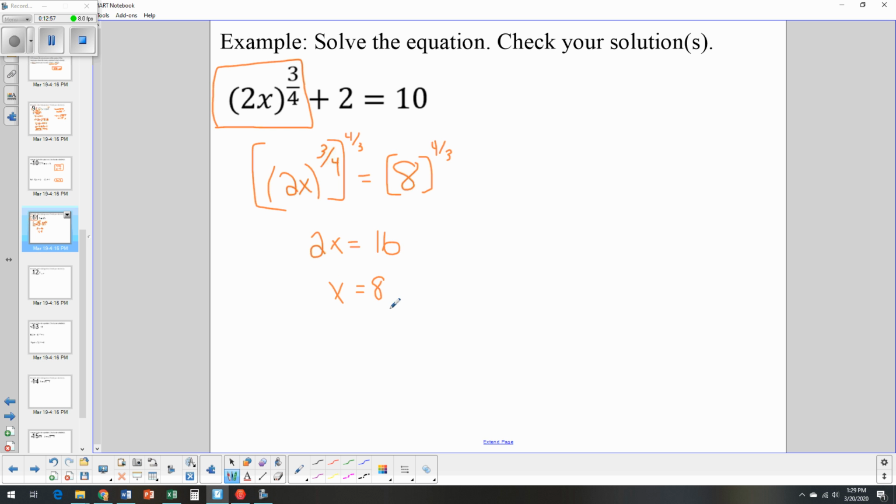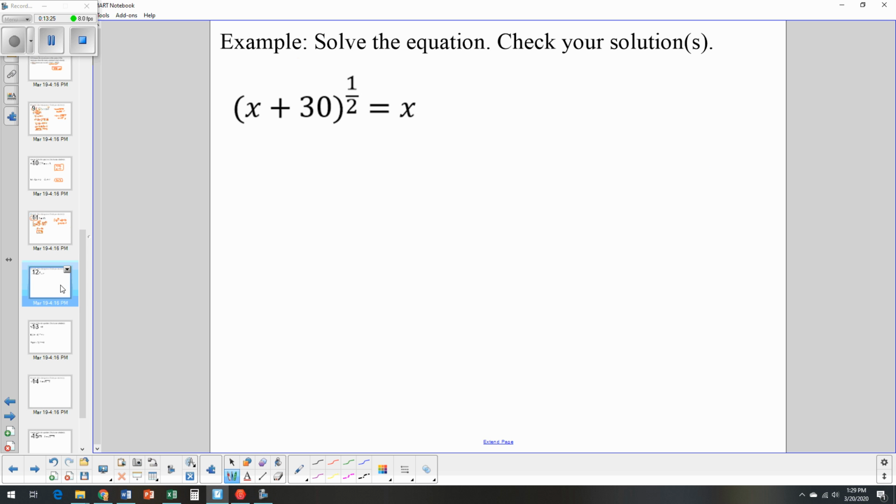We're going to make sure we check this. So 2 times 8, we have 16 to the 3/4 power plus 2 equals 10. 16 to the 3/4 is 8. So 8 plus 2 equals 10. And that does, in fact, work. So x equals 8 is a solution.